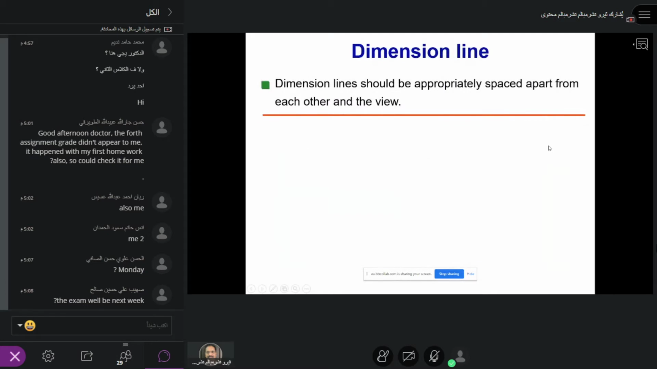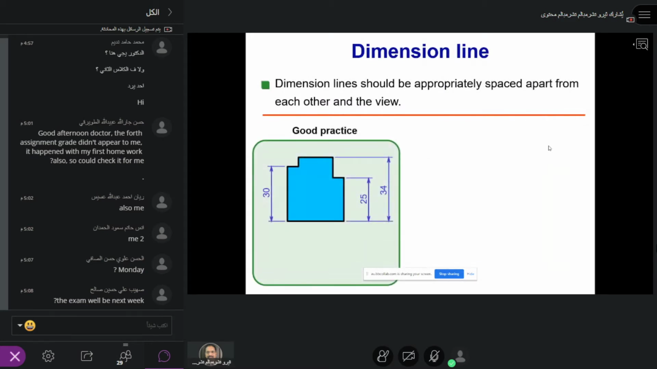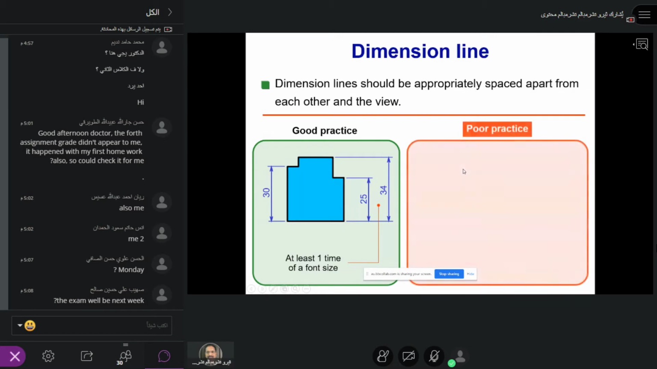Then the dimension line now. So far we have seen the bad practices of extension lines. Now what is the dimension line, good practice and poor practice? Dimension lines should be appropriately spaced apart from each other on the view. Now you see here, the dimension lines are too close. So at least give 10 millimeters minimum. So this is too close, wrong. And these two dimension lines are also too close. This is wrong. So the best way is to keep some standard distance.